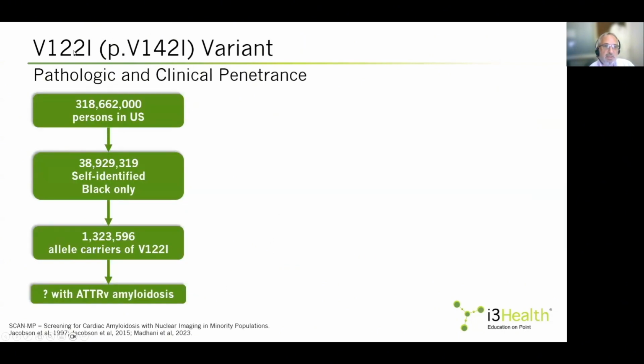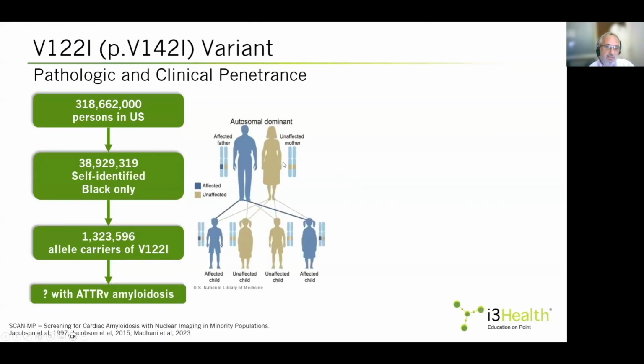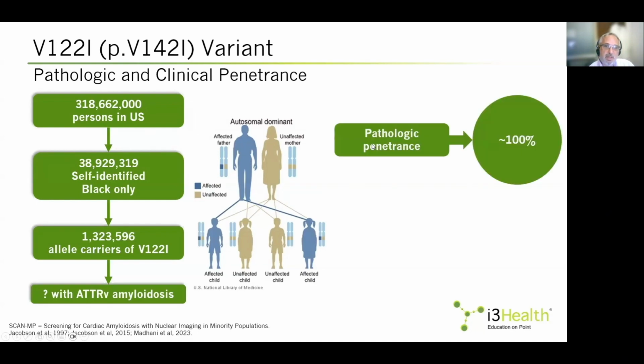Again, the most common variant in the US is the so-called Val122Ile variant. This is the number of people who live in the United States. These are the number who are self-identified as Black, and 3.5% of this population would give us about 1.3 million carriers of V122I. How many of these individuals develop disease is a question. And again, inheritance is autosomal dominant, but as we'll point out, it's important to test people as they get older because this has an age-dependent penetrance.